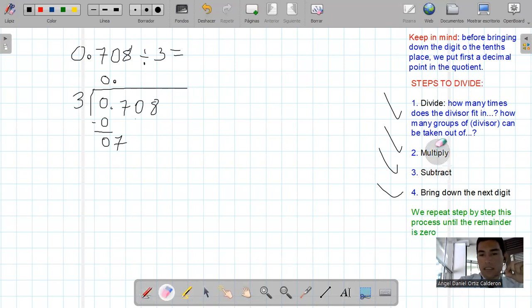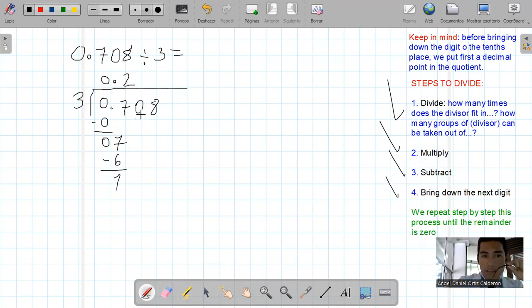Now, let's repeat the same process in the same order. First, how many groups of 3 can be taken out of 7? Well, 2 groups. That was the second step. We multiply 2 times 3 equals 6. Now the third step is to subtract. We subtract these numbers. 7 minus 6 equals 1, right? Now we bring down the next digit. There's a number 0 here. We bring down the number 0.